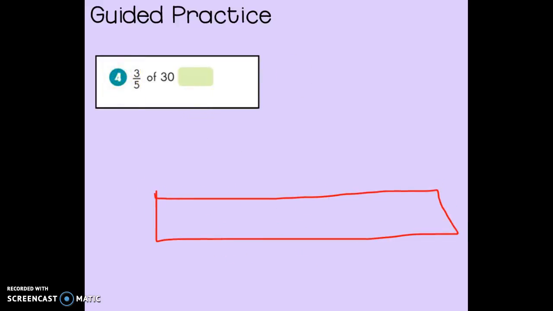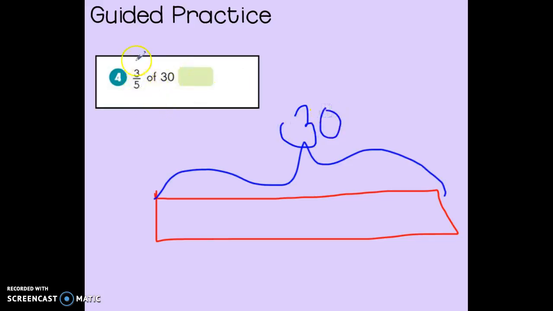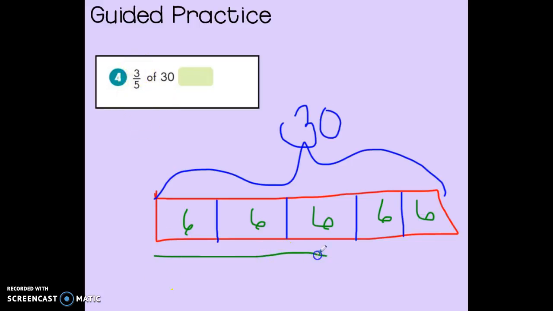Let's try one more. 3/5 of 30. Draw my bar. I know that I have 30 all together. I'm taking 3/5 of it, so I need to break this into 5 groups. 1, 2, 3. So 30 divided into 5 groups means that each of these groups has 6. If I want to take 3 of them, 6 plus 6 plus 6 equals 18.